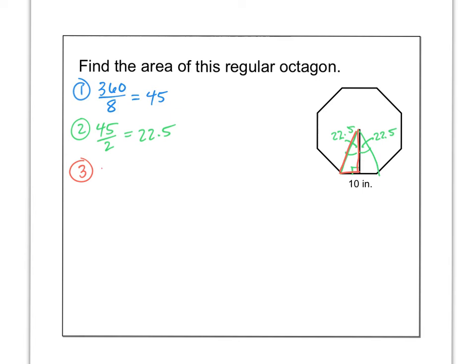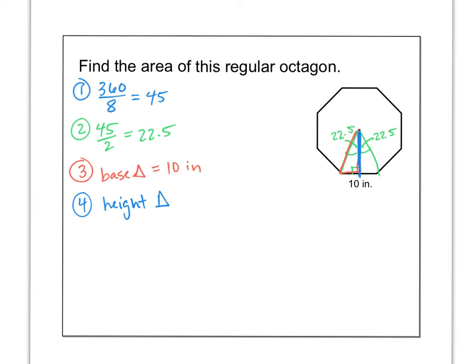So next, step 3 is find the base of the triangle. Guess what? It's given to us. It's 10 inches. I love when that happens. Yes. Bonus. Next, step number 4 is we need to find the height of the triangle. Not so easy. Okay, so the height of the triangle is this blue line right there.